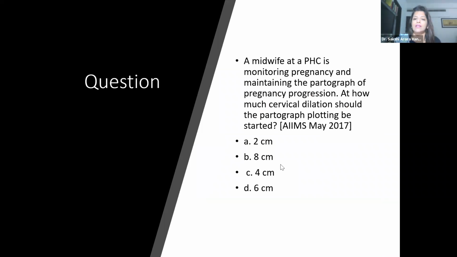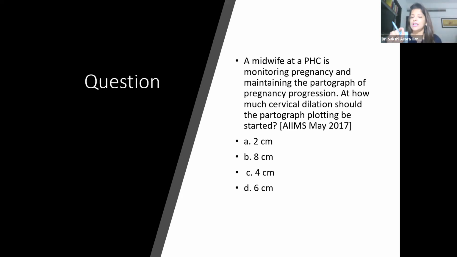At how much cervical dilatation should the partograph plotting be started? So at what dilatation are you going to start the partogram plotting? Tell your answers quickly. You are going to start it at 4 centimeters. That is option C.